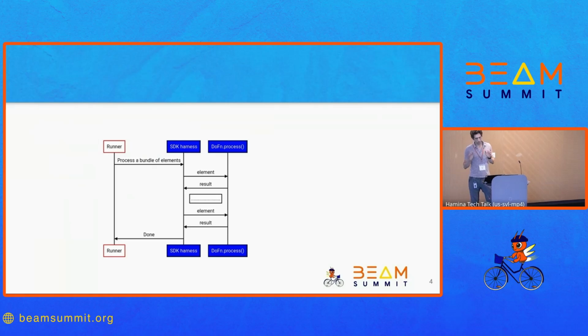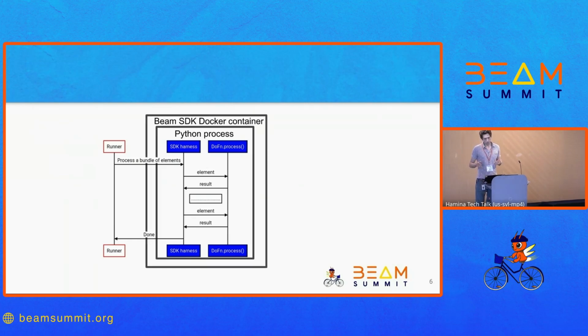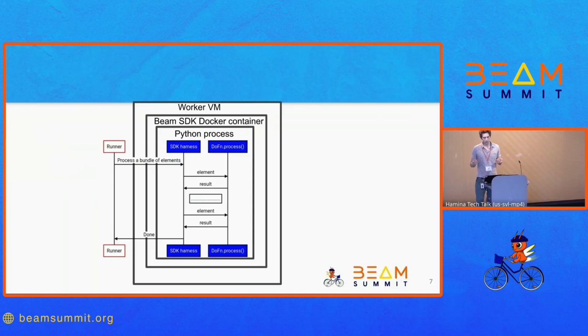In a very, very, very simplified picture, you could say that the processing happens in the following manner, where there is a runner and there is the SDK, and the runner tells the SDK, here is a bunch of elements, I want you to process them. Then the SDK instantiates the DoFn and calls the process method on each of the elements, computes certain results, and eventually tells the runner, I'm done. And this processing can be happening inside a process, and the process might be wrapped in some other abstraction, like a Docker container, which might also be inside the worker VM.